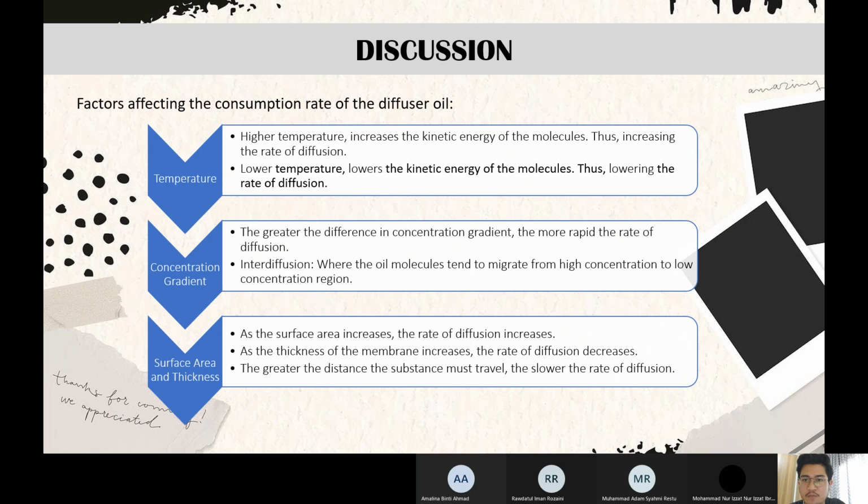Last but not least is the surface area and thickness. As the surface area increases, the rate of diffusion increases. And also, as the thickness of the membrane increases, the rate of diffusion decreases. We can say that the greater the distance the substance must travel, the slower the rate of diffusion. Next.